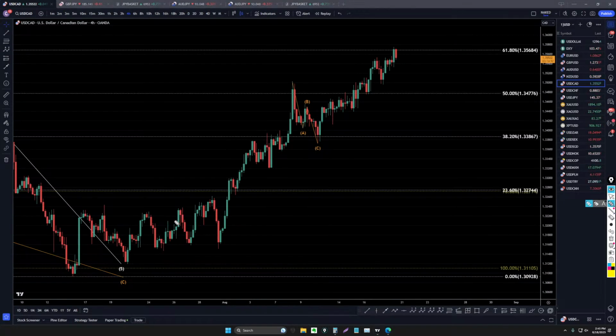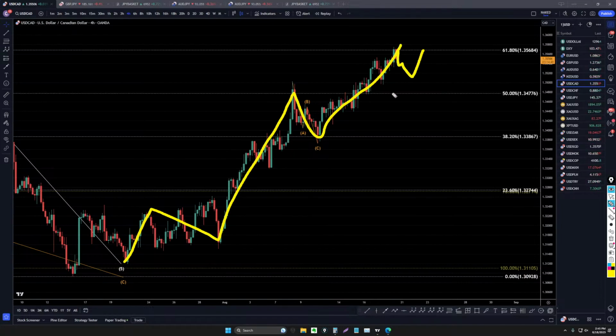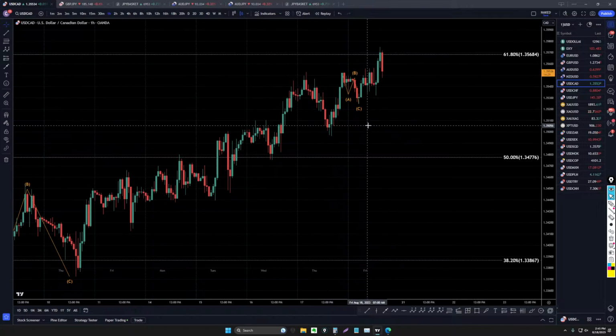So going down to the 4 hour time frame, I think this is a 1, 2, 3, 4, and maybe a wave 5. It does seem a little too stretched out, like the wave 5 seems too big, which makes me think the next move is probably going to be a small correction, just like I think on the US dollar index. So anyways, let's head down to the 1 hour time frame.